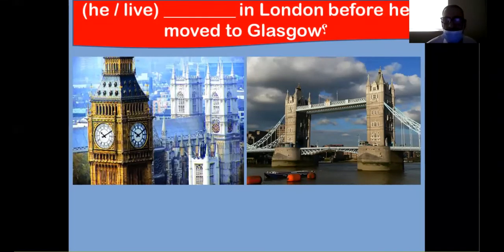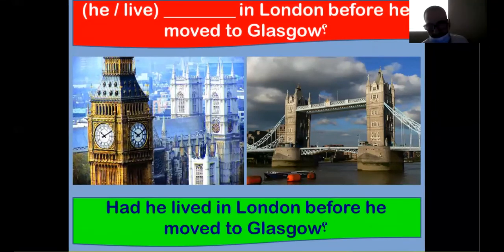He lived in London before he moved to Glasgow. Glasgow is in Scotland, of course. He had lived in London. First, he lived in London, in England. Then he moved to Glasgow in Scotland. Okay, so had he lived in London, I'm asking a question. Had he lived in London before he moved to Glasgow? Had he lived in Cairo before he moved to, for example, Sohag or Alexandria?